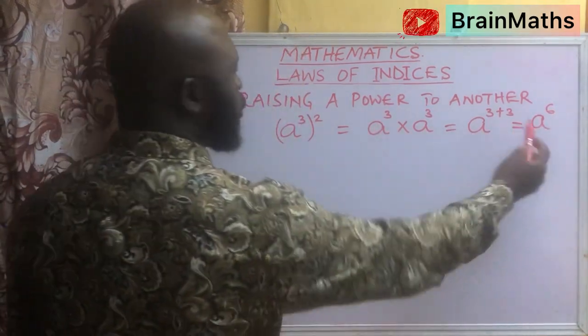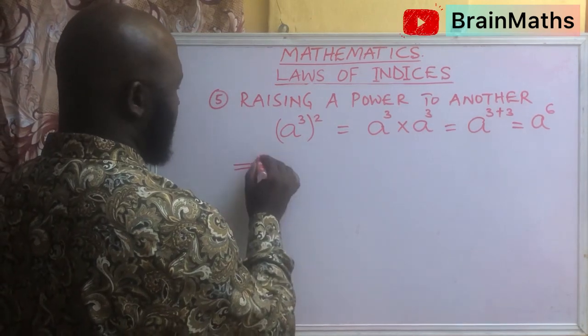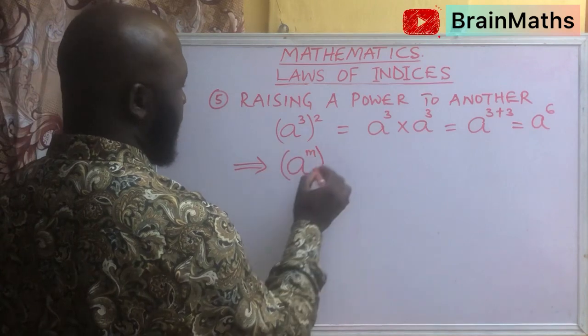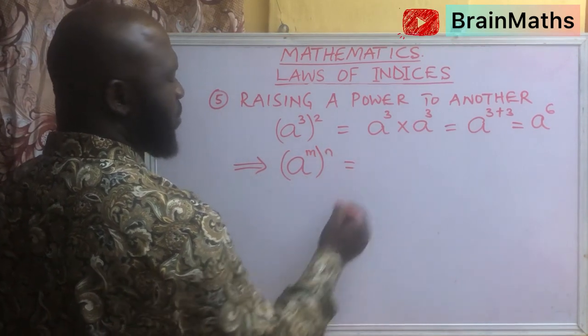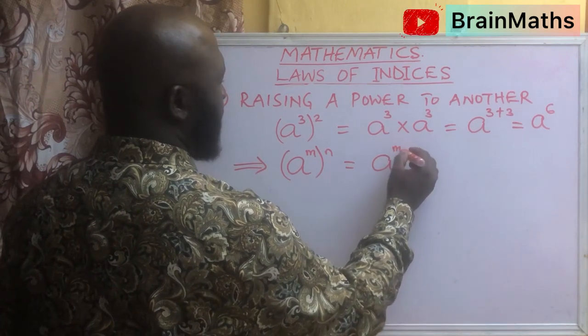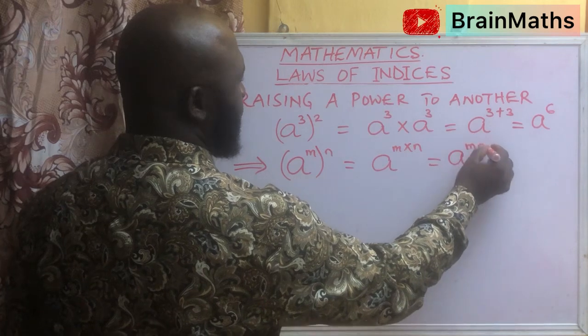But instead of going through this, the laws of indices, which is rule number 5, says whenever we have a raised to power m that is being multiplied by n, we can say that a is raised to power m times n, which is a raised to power mn.